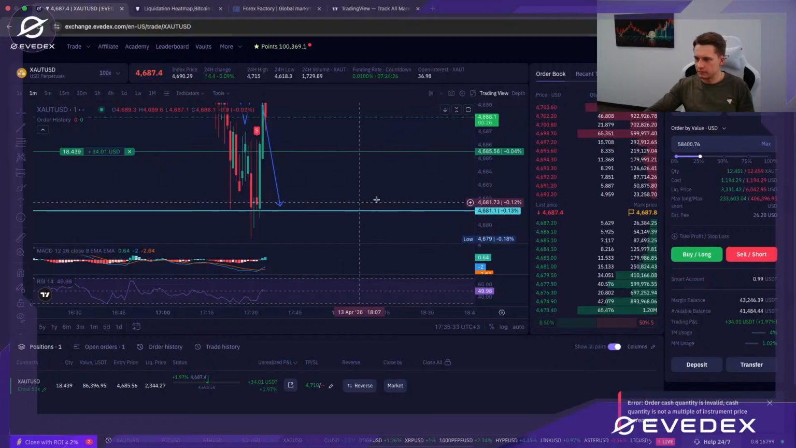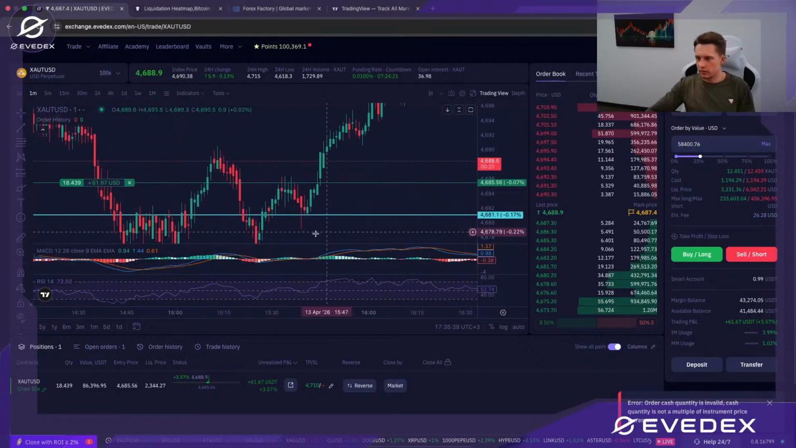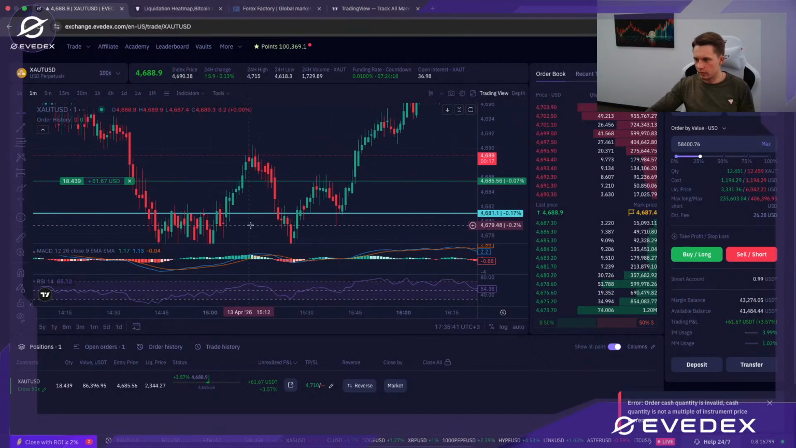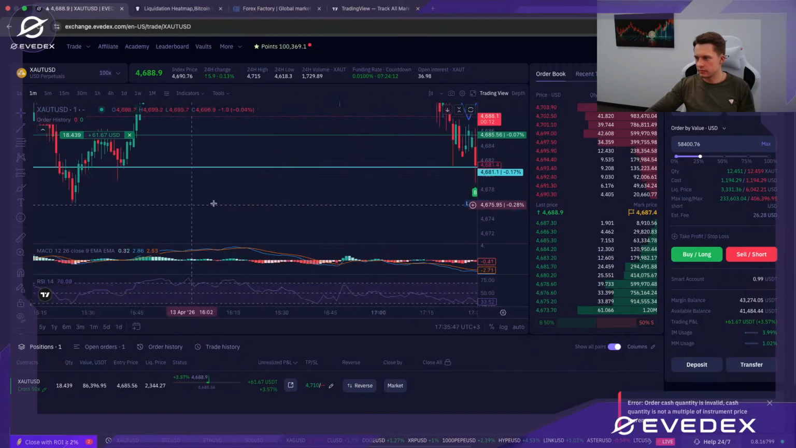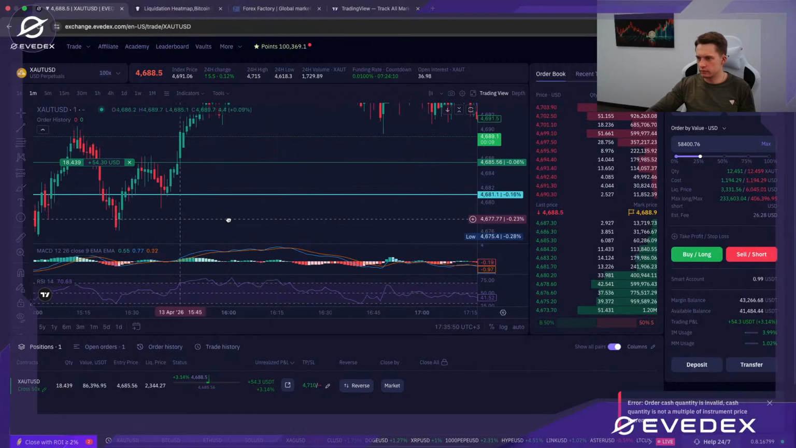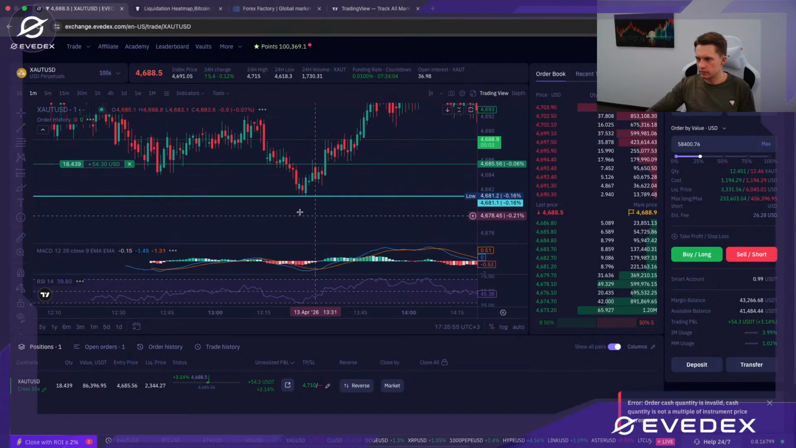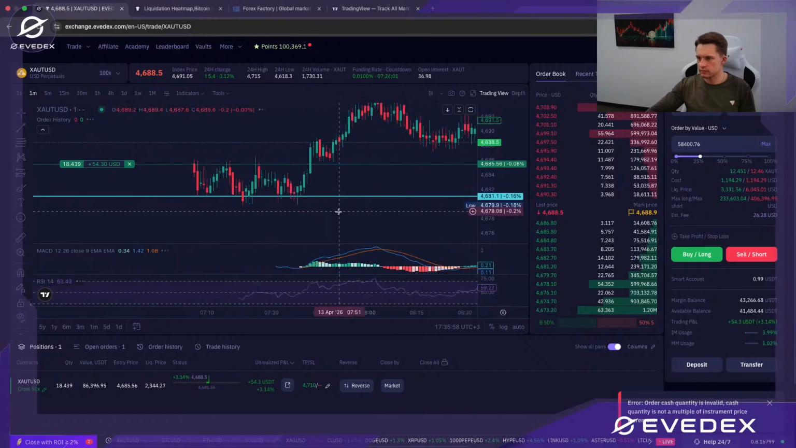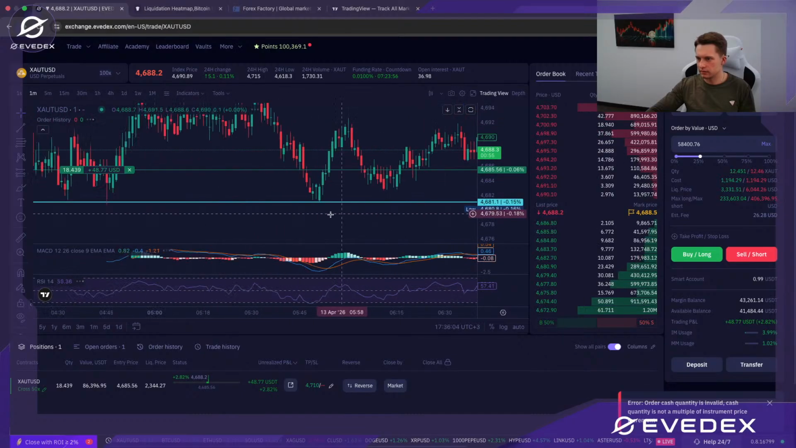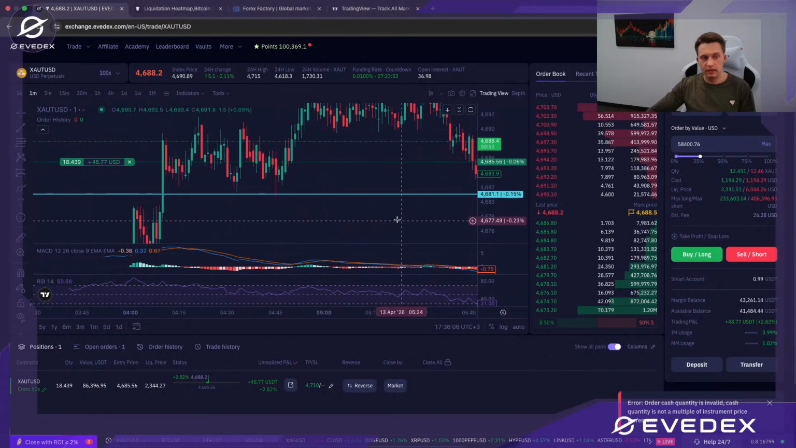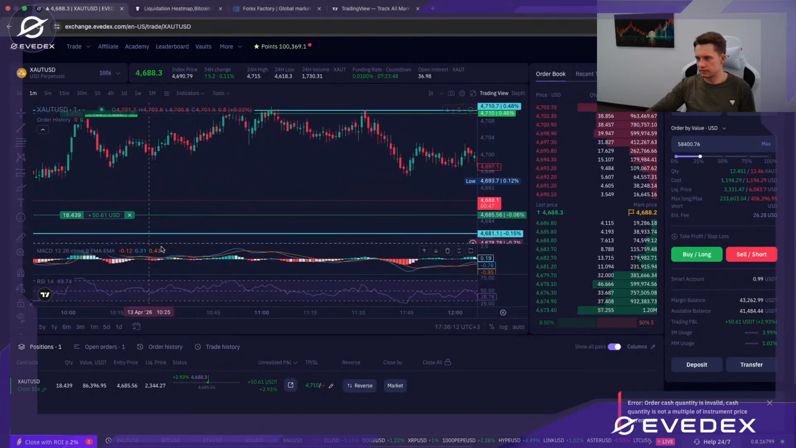So now, as you can see, a touch here and a touch there. We also have another one there, another one there, another one there. So that's, I believe, 6. Let me just count them. 1, 2, 3, 4, 5, 6, 7, 8, 9. 9 candles touching that level. Very nice to see.